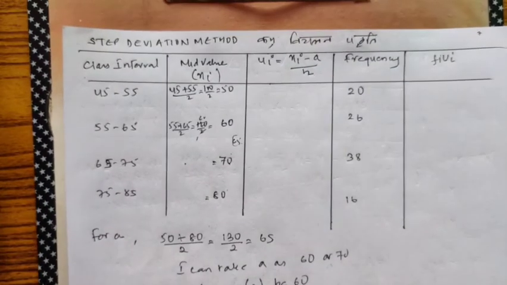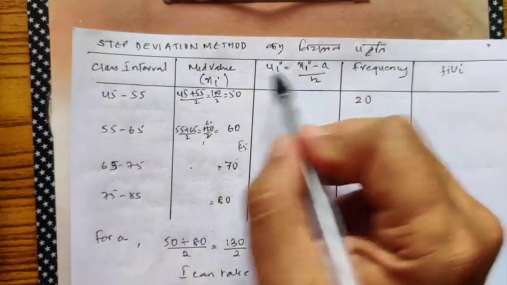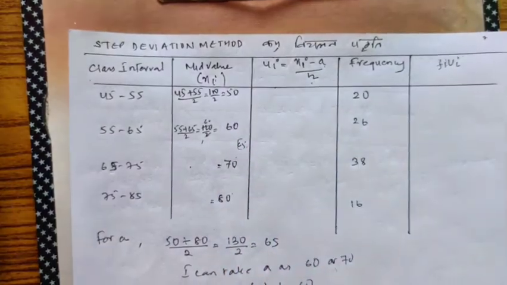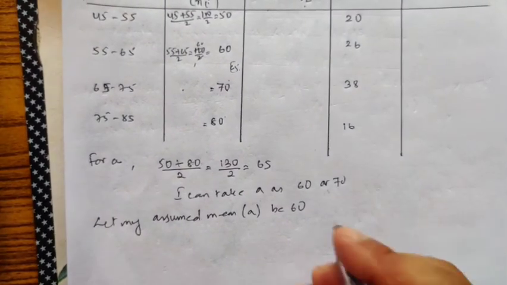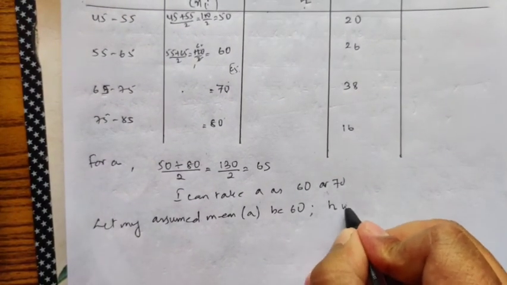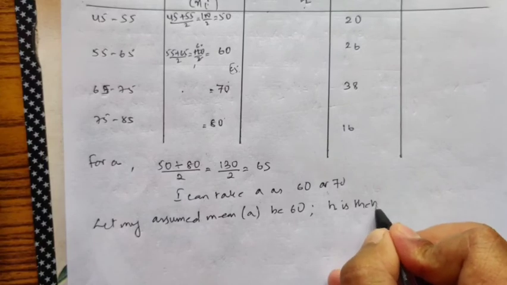Okay, we've got our xi, we've got a, what is h? H is the height of the class interval. Let me explain it out here. H is the height of the class interval.